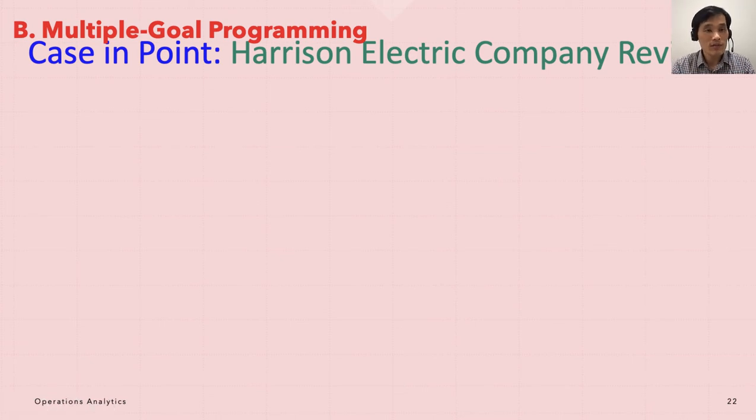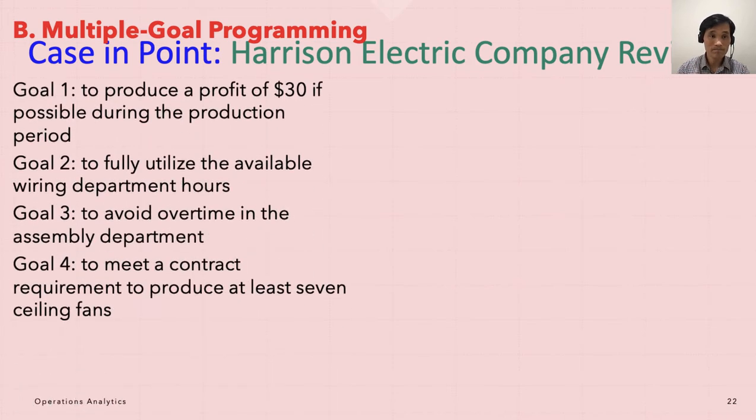Now, the second goal programming is multiple goal programming. We looked at single goal programming, but oftentimes, as we mentioned before, there are multiple goals that we need to manage. And at the time, how can we find the best approximation, best scenarios? And let's take a look at Harrison Electric Company and continue to see what can happen.